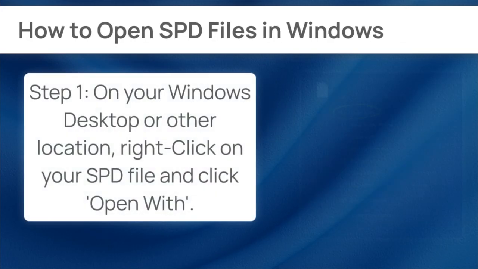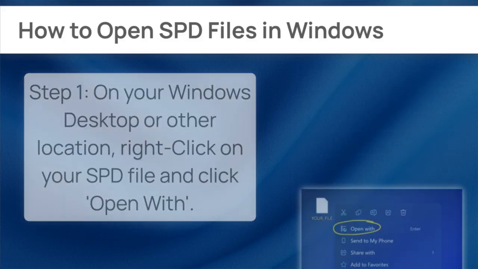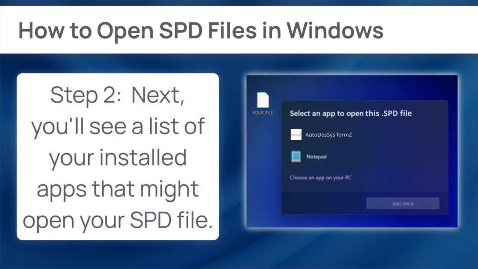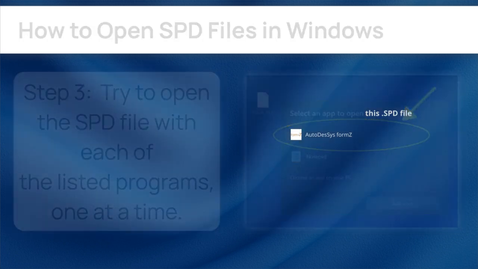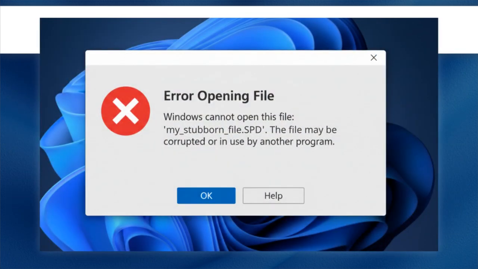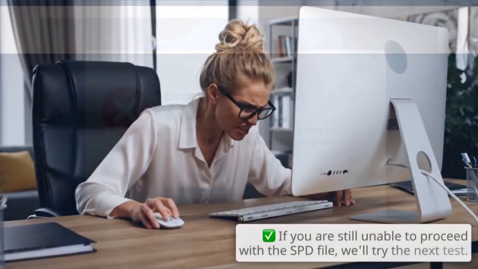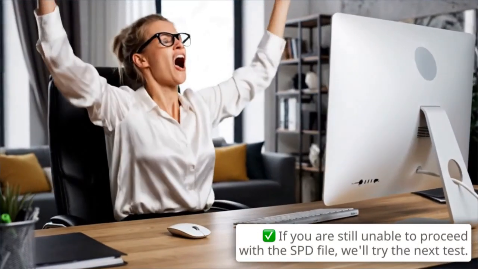We are initiating the software cross-check. Right-click your SPD file and choose Open With. Test with Autodesk's FormZ first. If it's missing, select another program. The solution is often non-obvious. If the SPD file won't budge, stay calm. If the file refuses to open, the issue is not surface level.